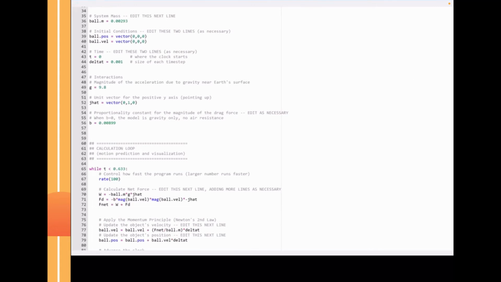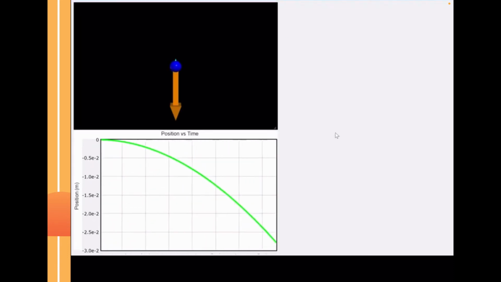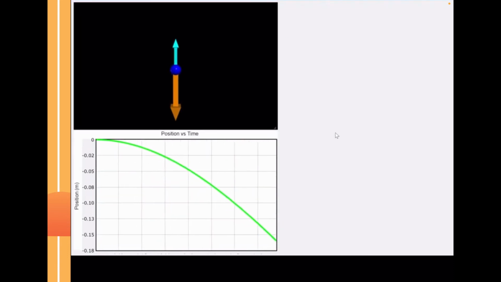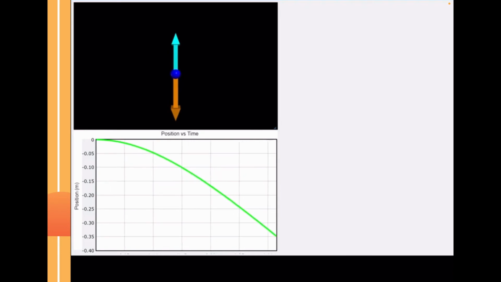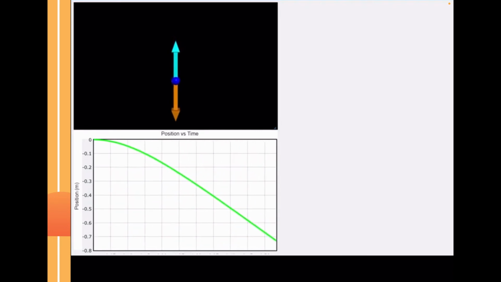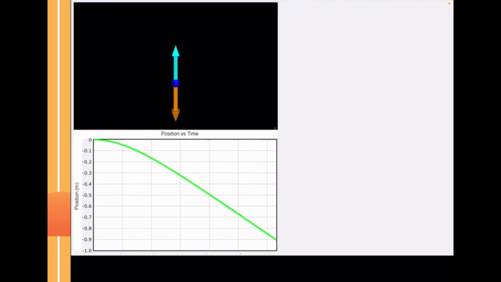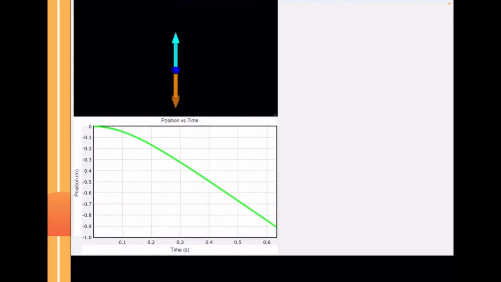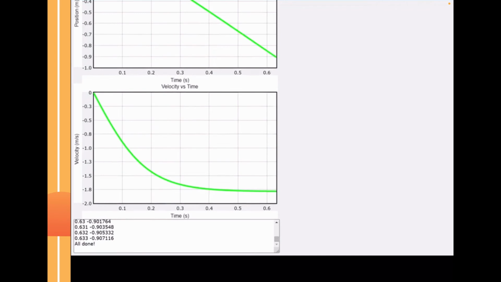And here it is when we run the program. We have the weight force pointing down, and then we have the drag force going up, so opposite the motion of the ball. Here we have the position versus time graph, and then if we scroll down, we'll have the velocity and all the coordinates that we will use to compare.